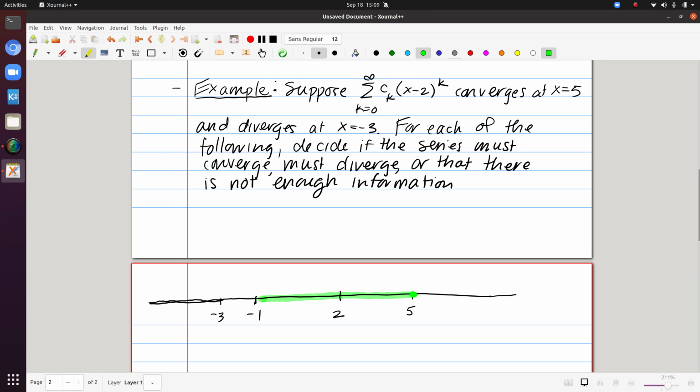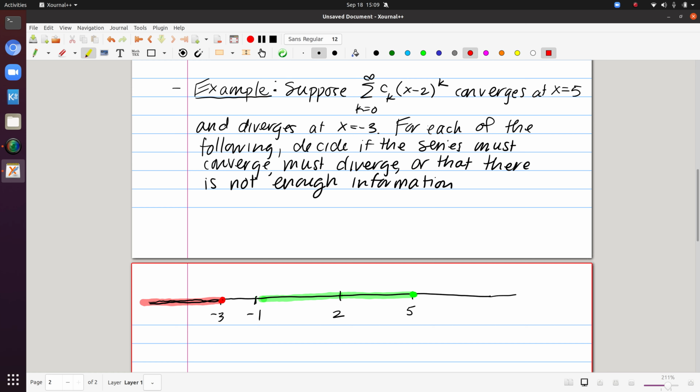Then, considering the point of divergence that's given, we know that this series diverges at minus 3. And what that means is that as soon as we hit minus 3, we're far enough away from the center that we're guaranteed that this diverges. That means that anywhere further away from the center would have to diverge as well. So we know that we have divergence everywhere over here.